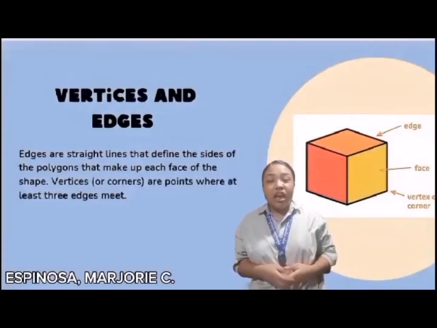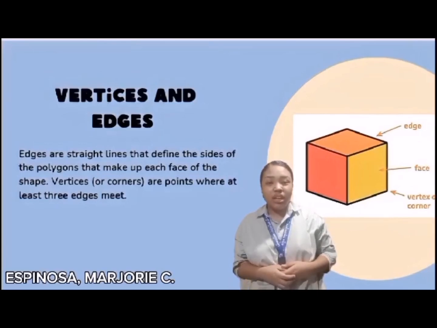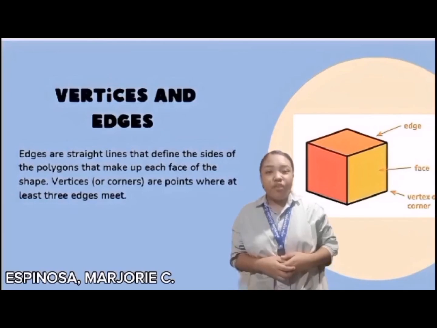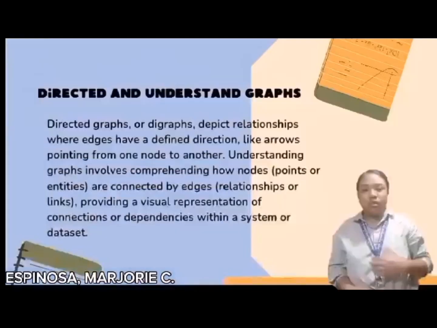Vertices and edges. Edges are straight lines that define the sides of the polygons that make up each face of the shape. Vertices, or corners, are points where at least three edges meet. In a directed graph, vertices are the points or nodes, and edges are the arrows showing the direction. It's a useful way to model relationships where there is a clear starting and ending point.